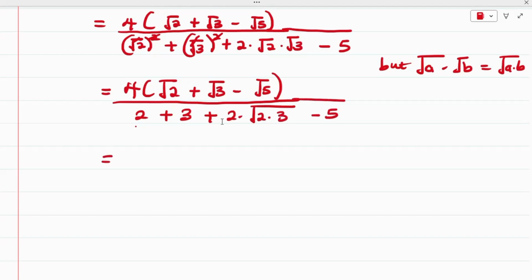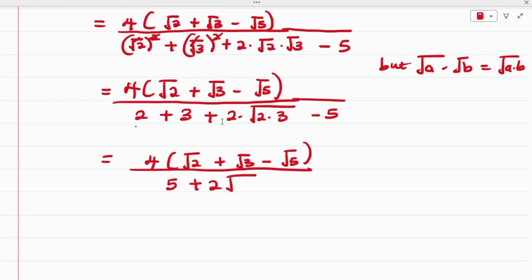So this is equal to 4 multiplied by the square root of 2 plus the square root of 3 minus the square root of 5 divided by 2 plus 3 is 5, plus 2 into the square root of 2 multiplied by 3 is 6, minus 5.